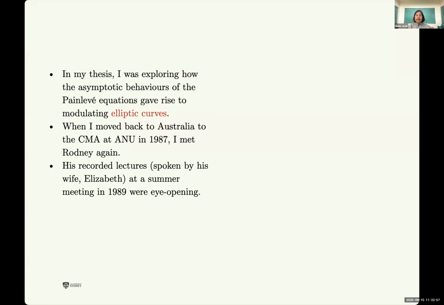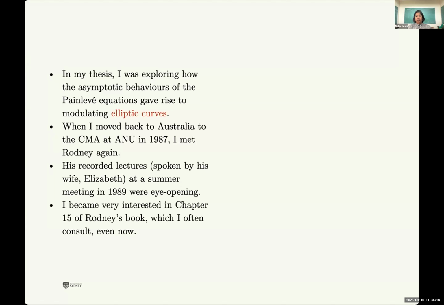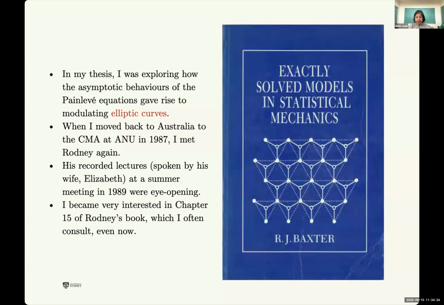And so he wasn't there, but he was there in spirit through recorded lectures, which I think Jacques already referred to earlier for another meeting. They were spoken by his wife, Elizabeth, and I remember finding those lectures eye-opening. What was eye-opening about them was that there was this underlying view of elliptic functions and the identities that they satisfied, which are collected in chapter 15 of Rodney's book, which I have a copy of.